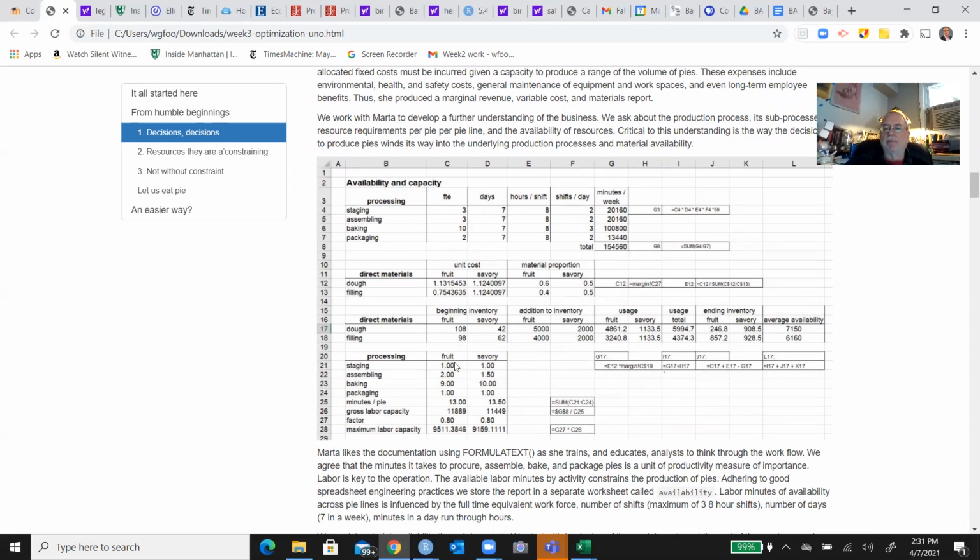And here's the processing. How many minutes it takes to do a single pie at staging. Whatever staging is, we can invent ideas about what it is. It's basically setting up all the ingredients, making sure all the work surfaces are taken care of, washed, ready to go. All sorts of supplies are available, all the ingredients, all of the pans, all of the ovens. Staging. It's all set up. A minute per pie.